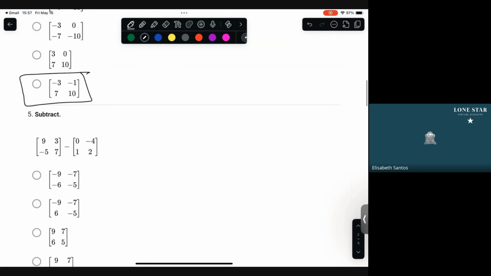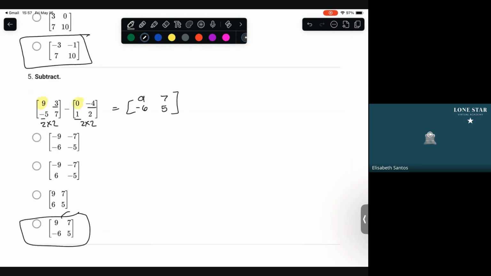Okay, so similar to subtracting, make sure they have the same dimensions, which they do. And we kind of do the same process, right? 9 and 0 can be subtracted, so that gives us 9. -5 minus 1 is -6. 3 minus a -4 is +7. 7 minus 2 is 5. So that would be this last one.